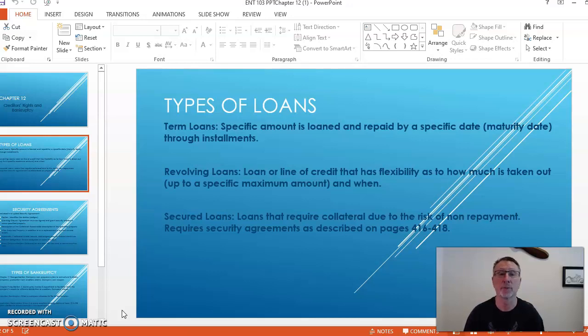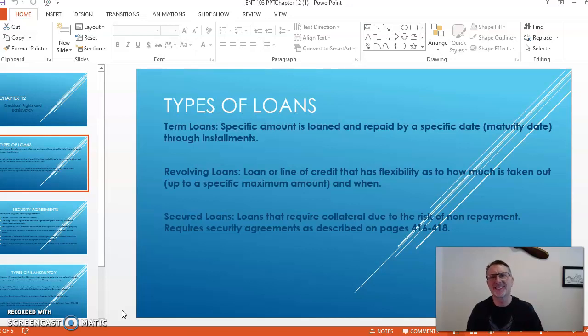The first is called a term loan. A term loan is a specific amount that's loaned and it's repaid by a specific date. We call that a maturity date, and that's due through installments. Those are typically what most of us experience. Things like a car loan, a mortgage payment, those loans are repaid over a period of time. Sometimes when it comes to mortgages, 30 years with interest.